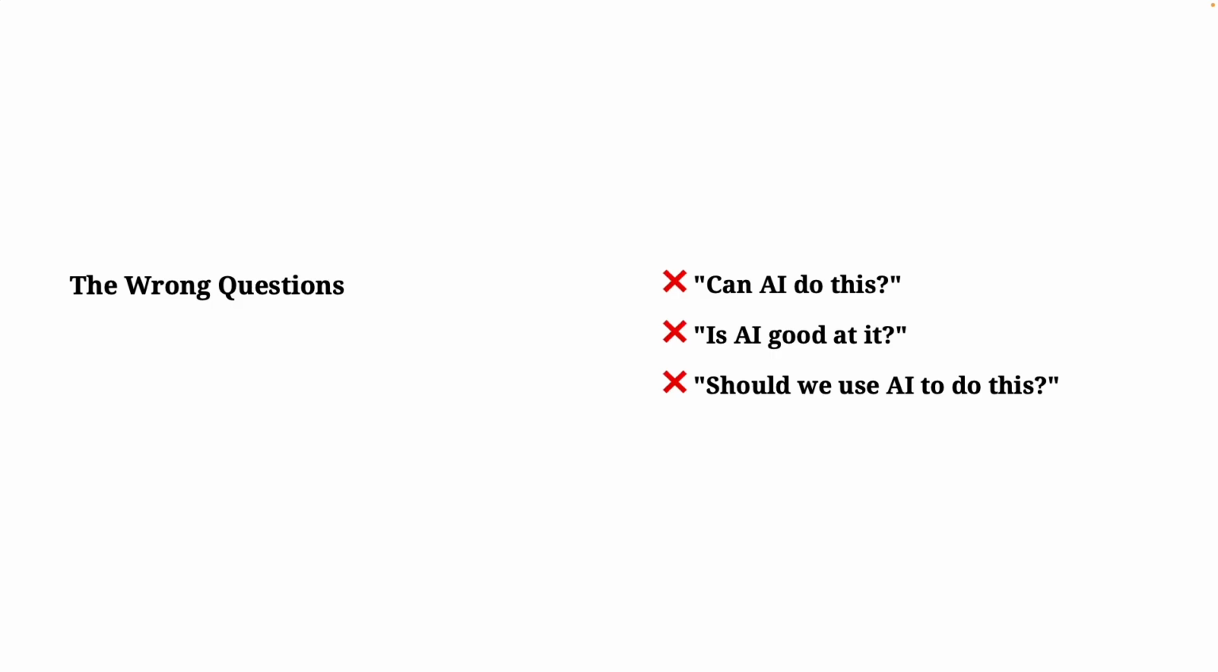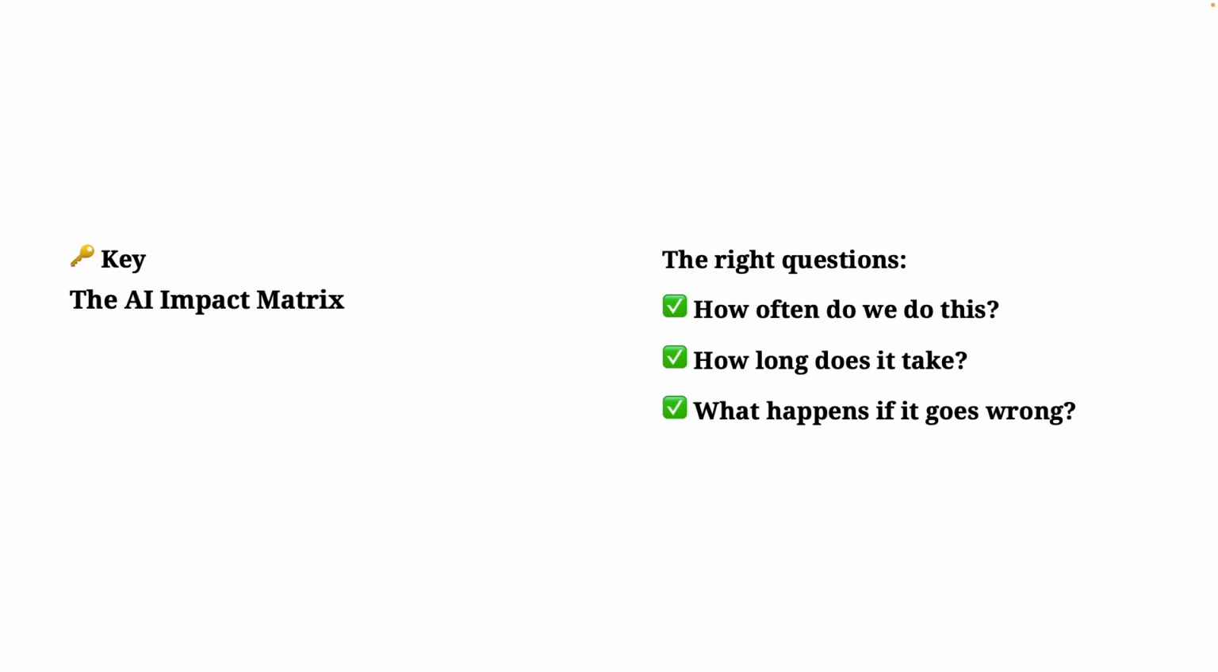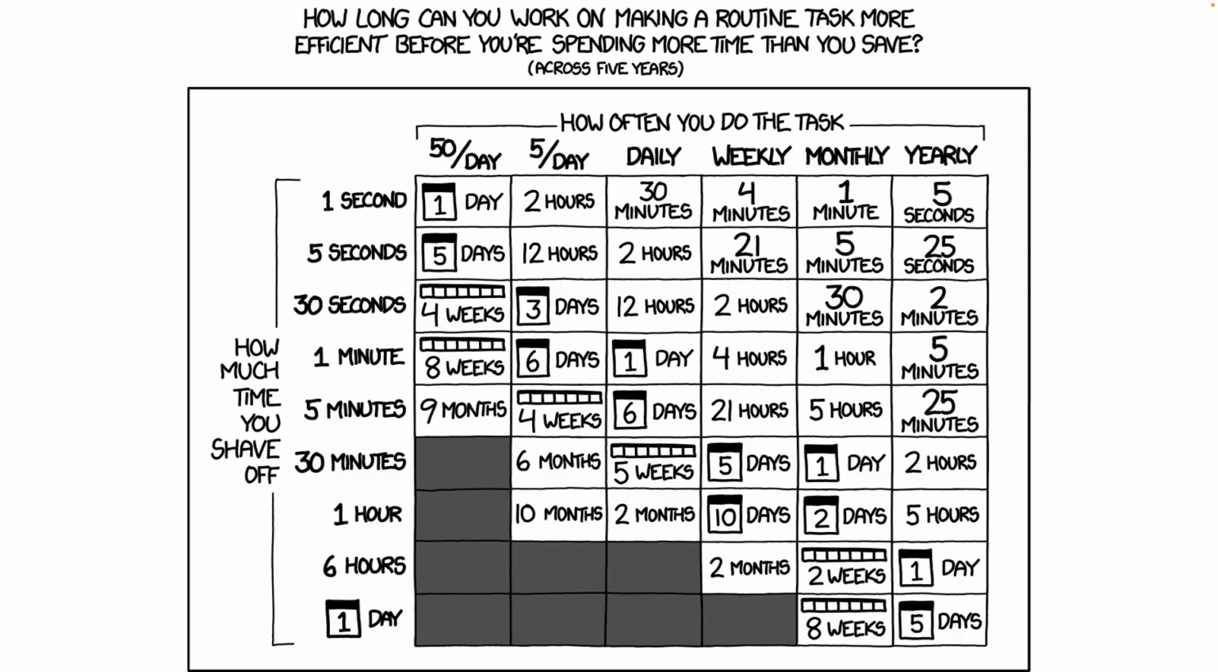Now, if we apply the Eisenhower decision matrix to asking questions around AI, I think the right questions are, how often do we do this? How long does it take? What happens if it goes wrong? Now, many people have described the trade-off between the investment and the amount of time to build something and the amount of time you get back out. In fact, it was famously captured in this XKCD comic.